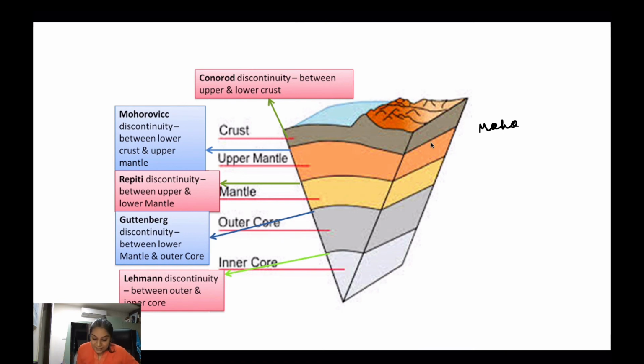Then the next discontinuity that we remember is between the upper mantle and the lower mantle. There also there is a very distinct difference, because the upper mantle is going to be the asthenosphere, so it is going to be in the semi-solid state, and the lower mantle is rather rigid. So to mark that discontinuity, it is called the Repetti discontinuity. So right here is the Repetti discontinuity.